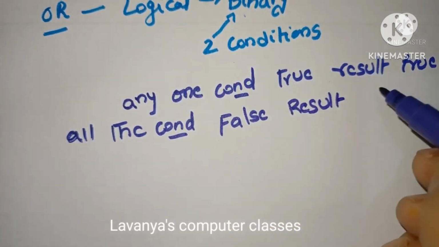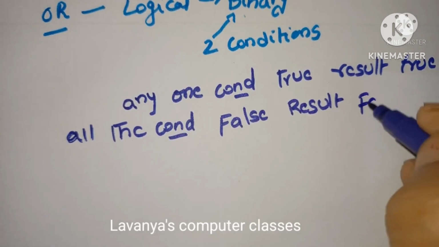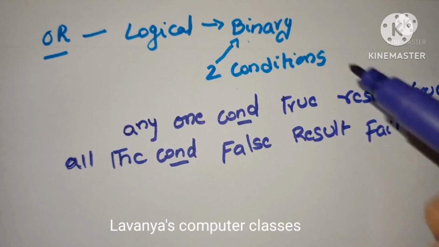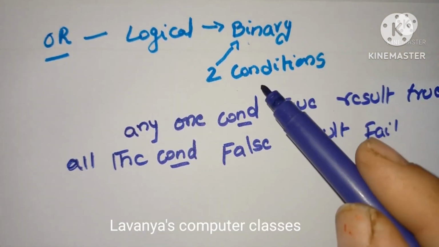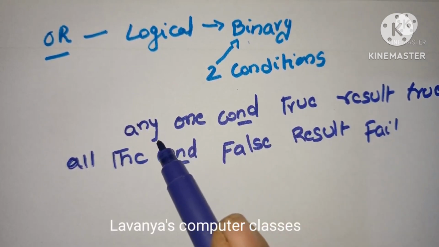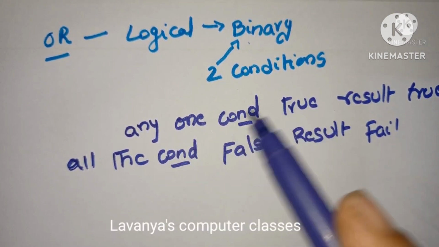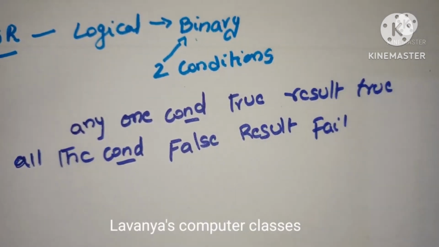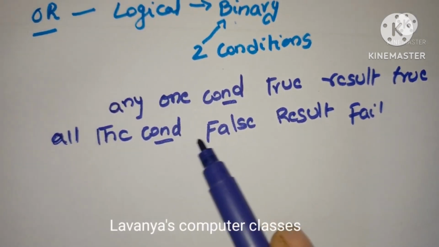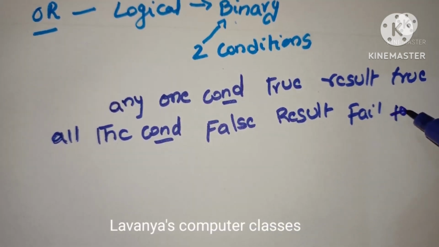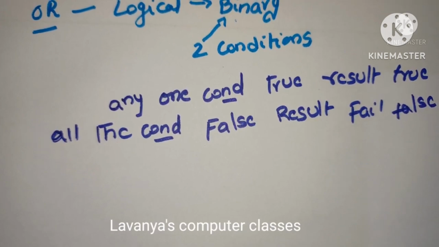So, how the OR operator works: first of all, it is a logical operator and it is a binary operator. Binary means it is used between two conditions. If in between two conditions any one condition is true, the result is true. It is false only when all the conditions are false. That is the working of an OR operator.